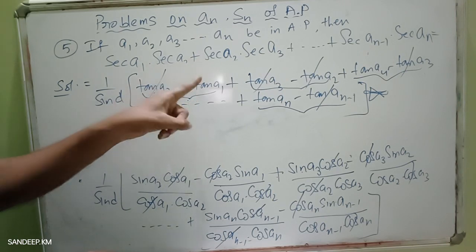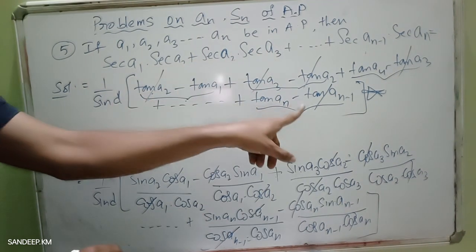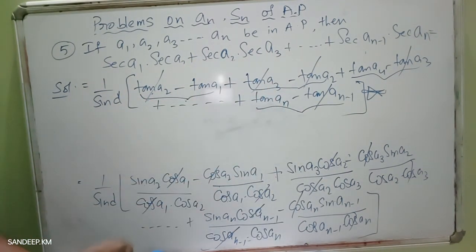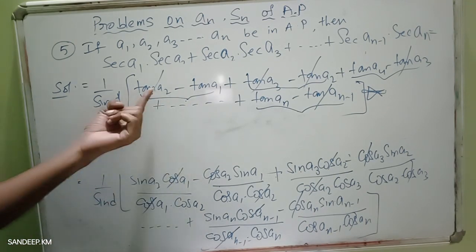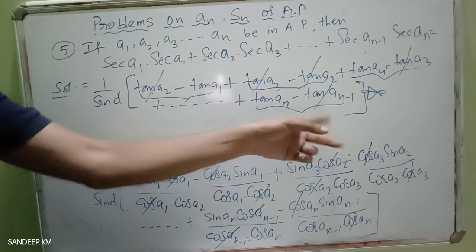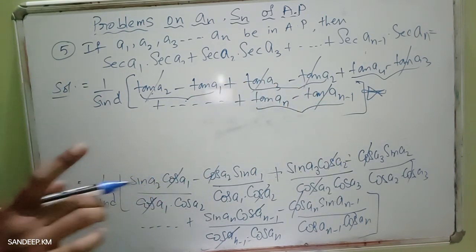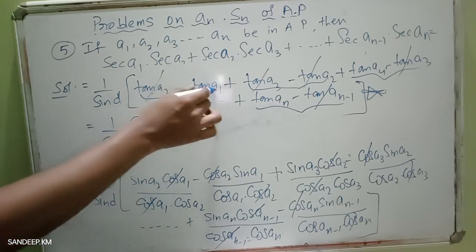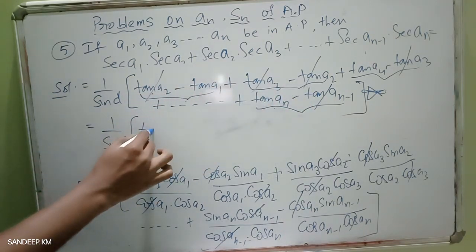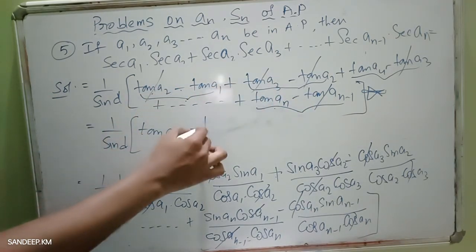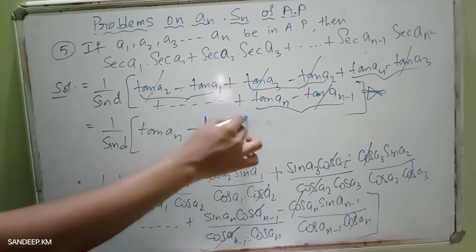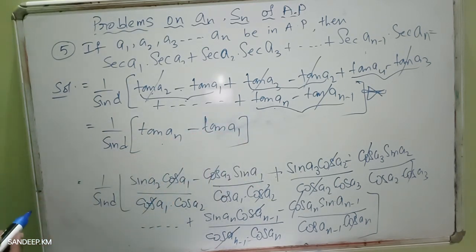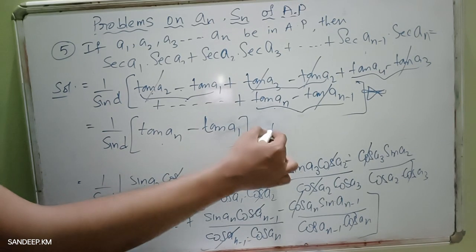In the first pair, if the second one gets cancelled, then in the last pair, the first one will get cancelled. Okay? Opposites. In the first pair, the first one got cancelled. So in the last pair, the last one will get cancelled. Logical, remember this. So equal to 1 by sin d into plus tan an minus tan a1 are remaining. So this is there in the second option, option B.